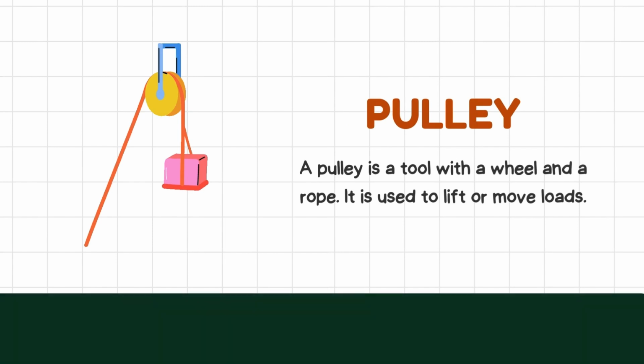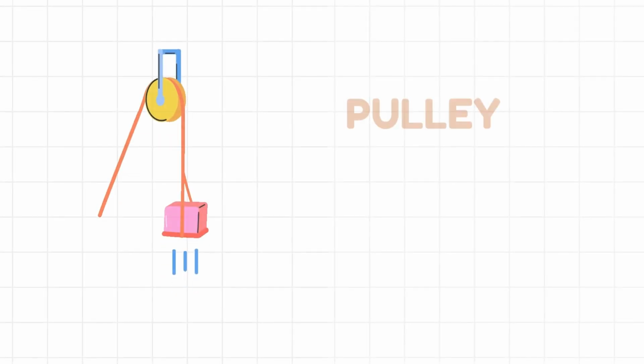Pulley. A pulley is a tool with a wheel and a rope. It is used to lift or move loads.